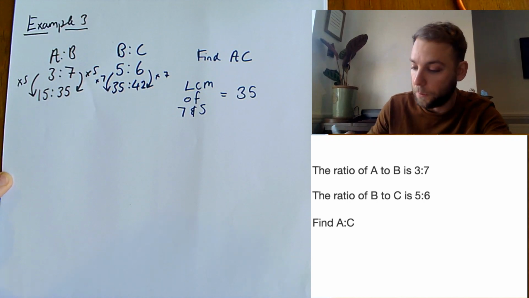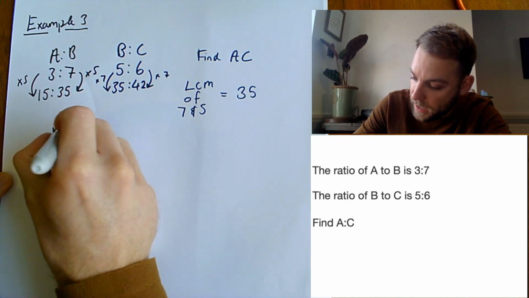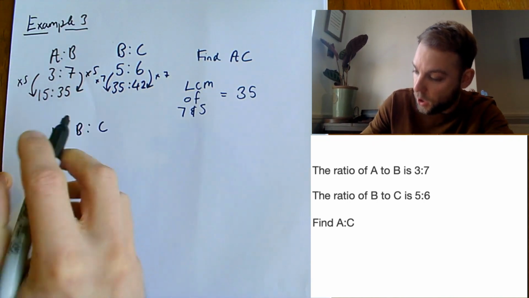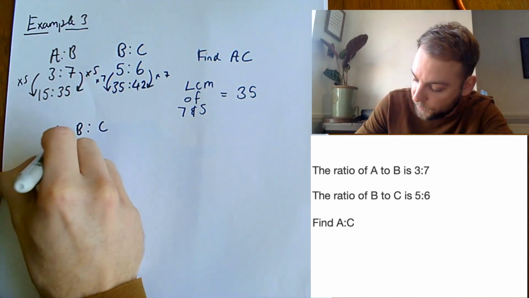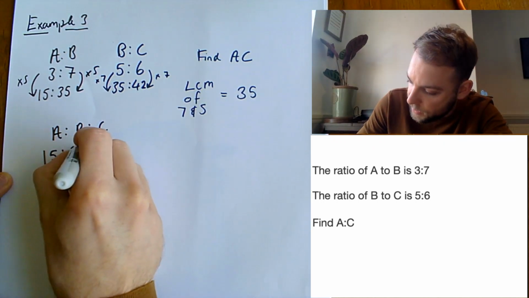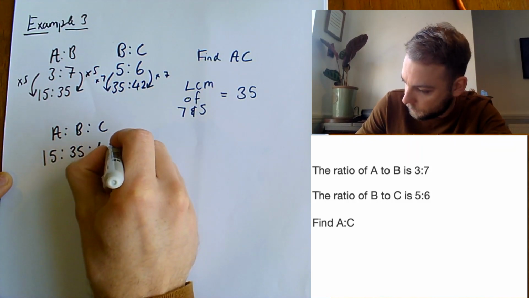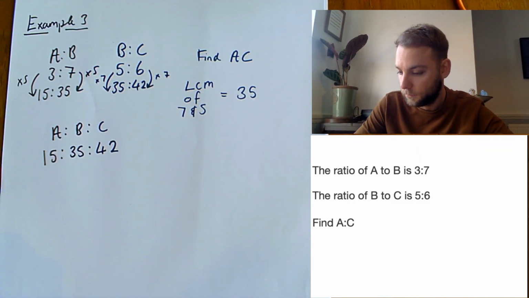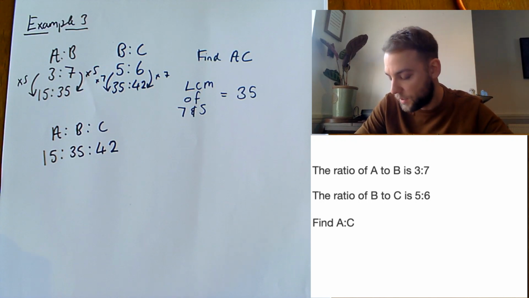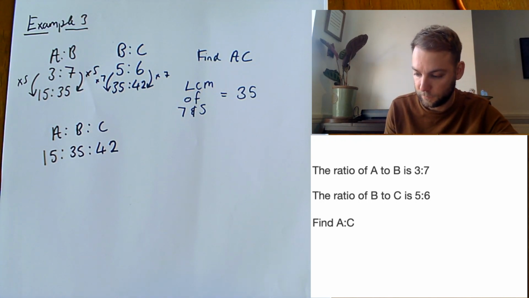So now we can combine those ratios. So the ratio of A to B to C. We've got the B the same. So it's going to be 15 to 35 to 42. Just making sure that's right.